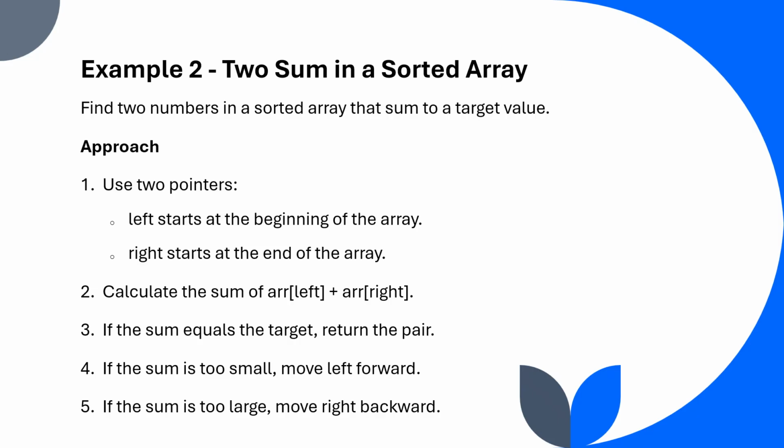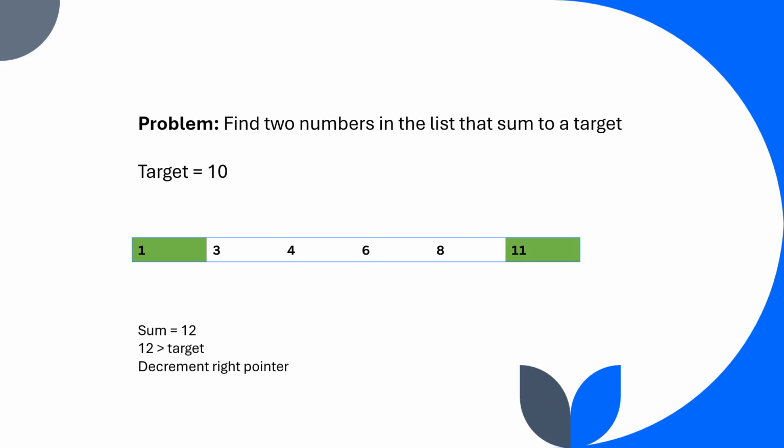You're going to calculate the sum of the element at your left pointer plus the element at your right pointer. If the sum equals the target, you found your two numbers that sum to the value and you return that pair. If the sum is too small, then you're going to move your left pointer forward and continue. If the sum is too large, you're going to move your right pointer backwards and continue. So I have some slides that illustrate this. Let's take a look at them.